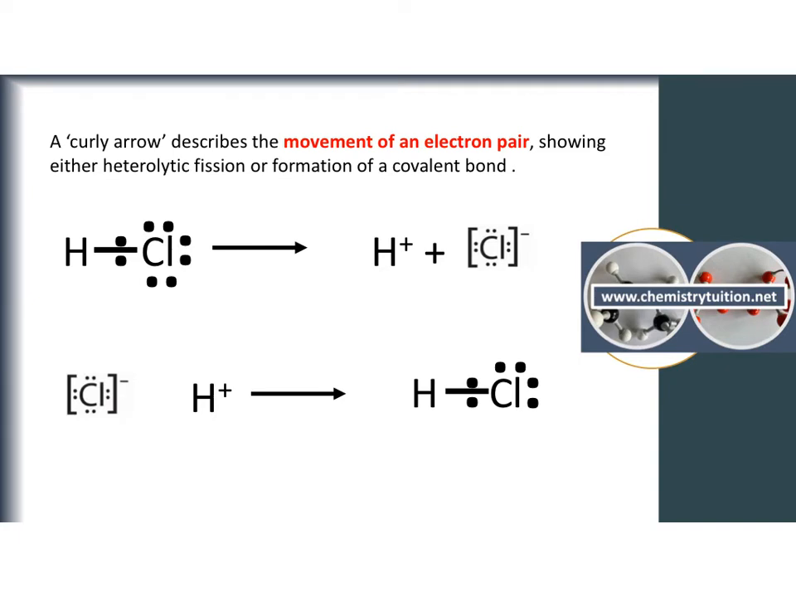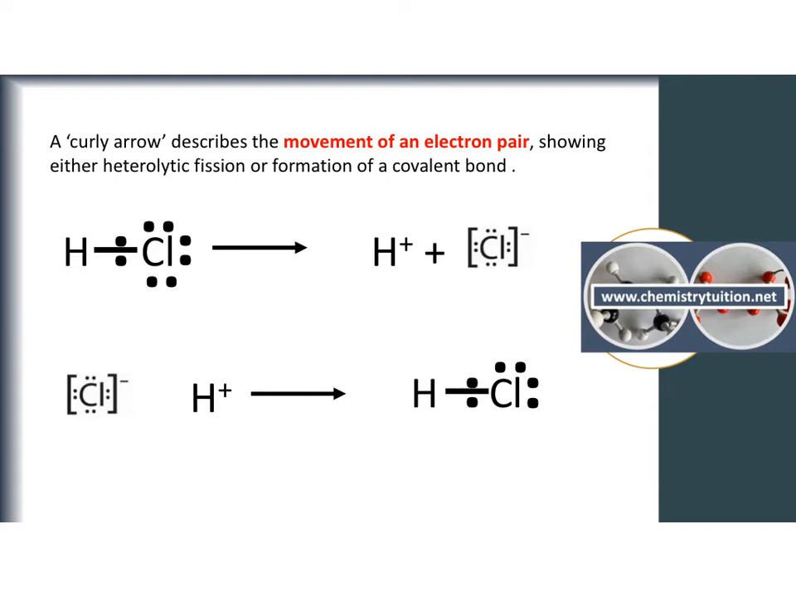Now, the most important thing in a reaction mechanism is to get your curly arrows right. A curly arrow describes the movement of an electron pair. So whenever you see one of these curly arrows, it means two electrons are moving, and it's showing heterolytic fission or the formation of a covalent bond. In OCR A-level chemistry, we don't actually show the movement of just one electron.